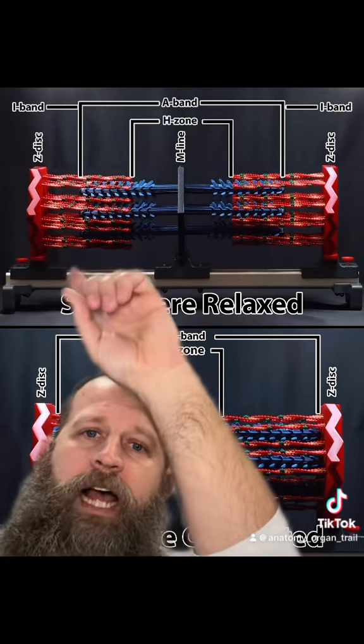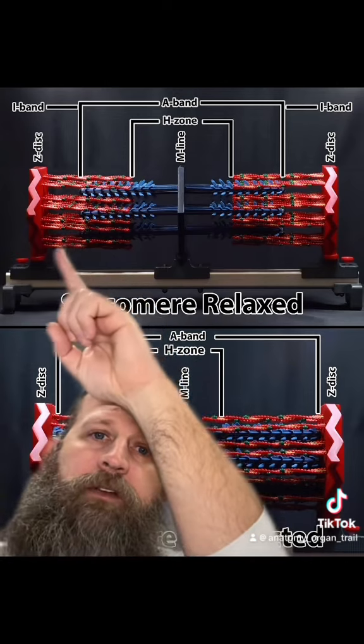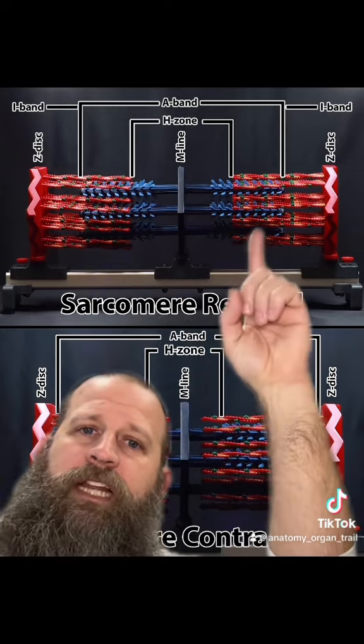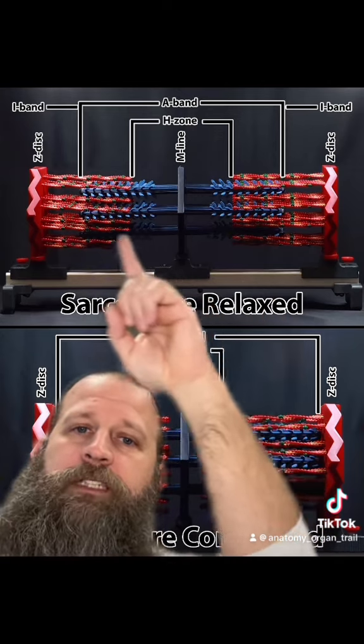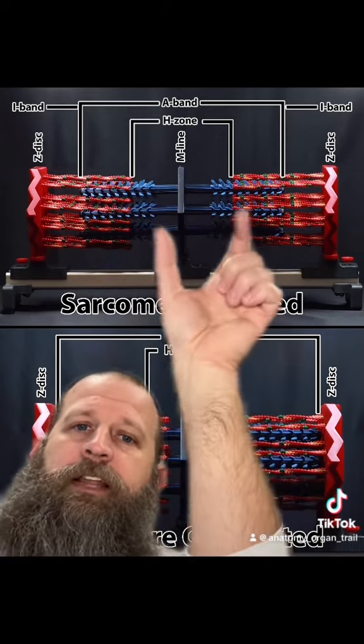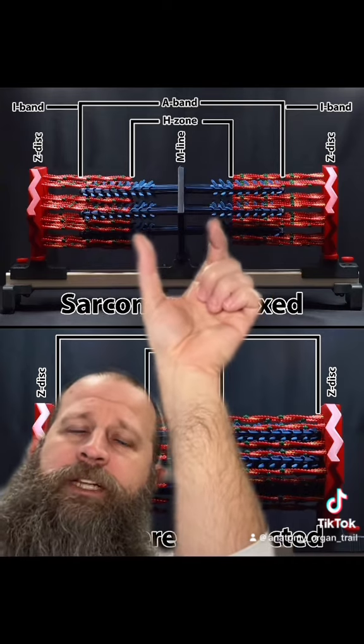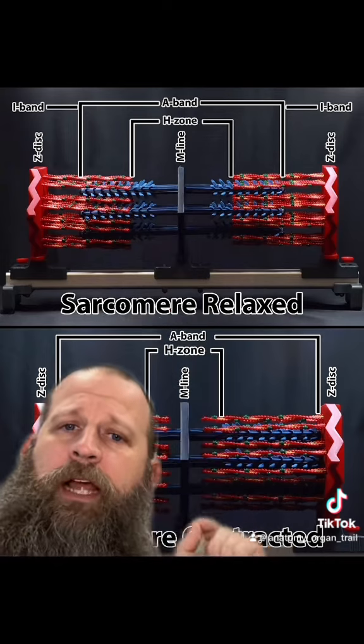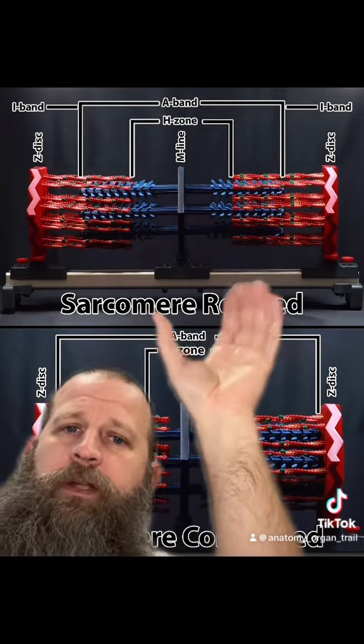So you have the I band up here, right? That's going to be your light region. And then you have where the myosin filament is, the thick filament, you have the A band. So this is going to be a dark region, and then just a little bit lighter region in here known as the H zone, and then the middle known as the M line. So this is when a sarcomere is relaxed.